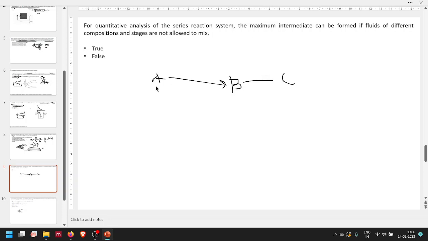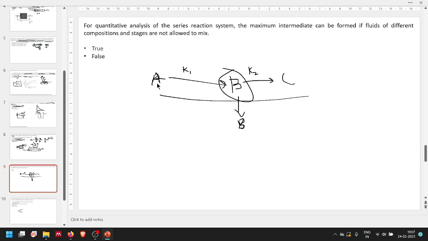Here we have a series reaction, A giving B and B forming C with different rate constants. So for analysis of a series reaction system, the maximum intermediate can be formed if fluids of different compositions and stages are not allowed to mix. Now, we need the maximum amount of B formation. What the statement says is, if the fluids of different compositions and stages are not allowed to mix.